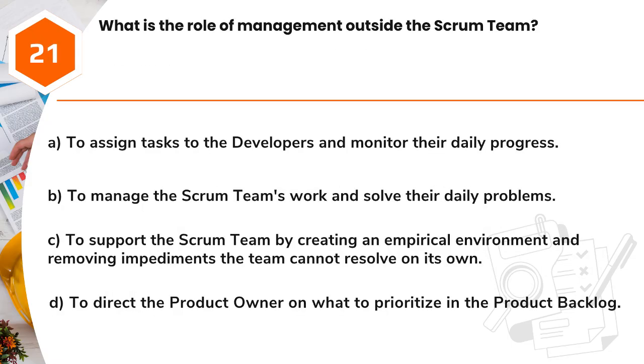Question 21. What is the role of management outside the Scrum team? A. To assign tasks to the developers and monitor their daily progress. B. To manage the Scrum team's work and solve their daily problems. C. To support the Scrum team by creating an empirical environment and removing impediments the team cannot resolve on its own. D. To direct the product owner on what to prioritize in the product backlog.